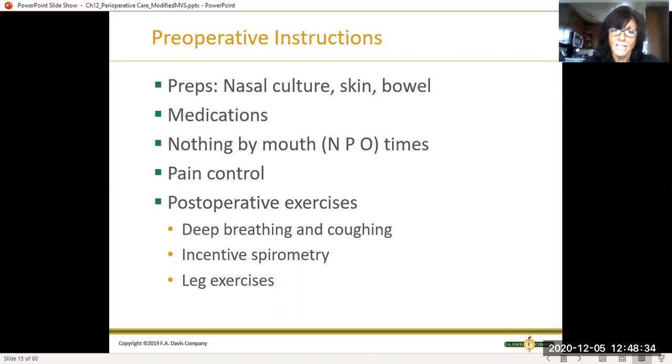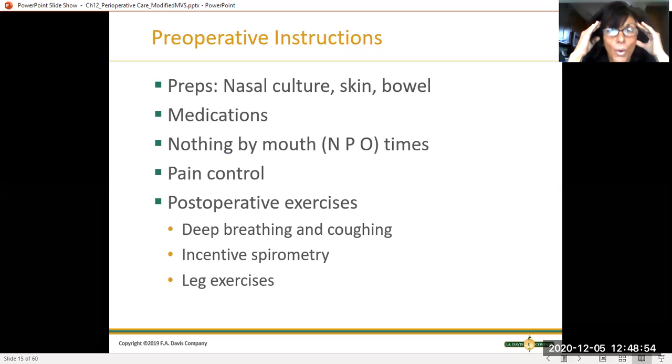Preoperative instructions: a lot of times there are preps that are done, cultures, blood work, those kinds of things, medications. Sometimes at the last minute, the patient will say, oh my God, I forgot to tell you, but I take 10 milligrams of prednisone every day, but I didn't take it this morning. What do you do? Time's up.